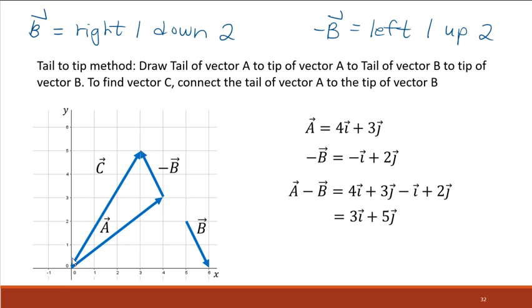Again, for vector C, you just look from the beginning of vector C to the end of vector C. That's all. So yes, 1, 2, 3: 3 right, 1, 2, 3, 4, 5: 5 up. I get from the beginning to the end of vector C.